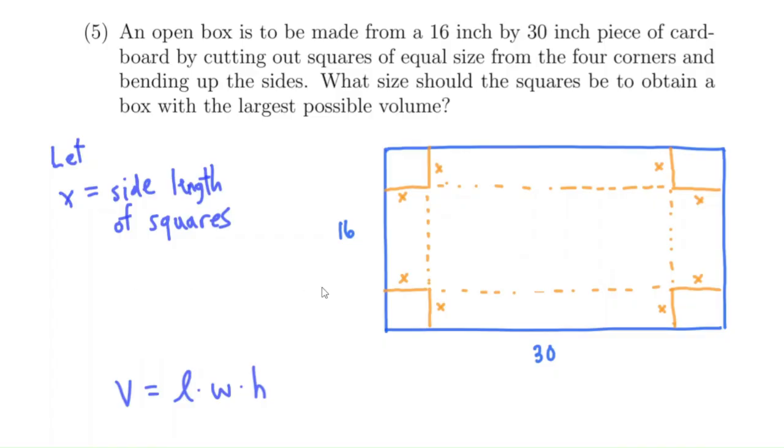So here's a hand-drawn version of this diagram. And again, we're going to let X denote the side length of each of these squares. Now, the volume of a box, of course, is length times width times height. But what are those dimensions? What is the length, width, and height of this box?